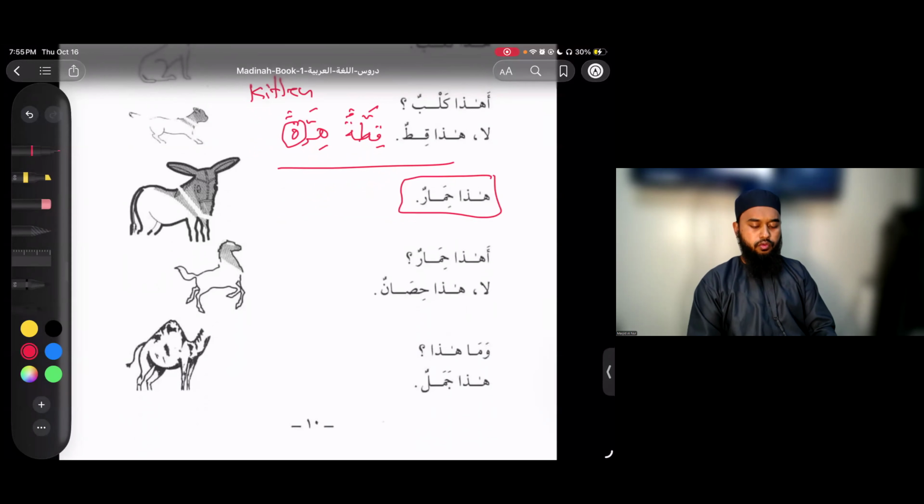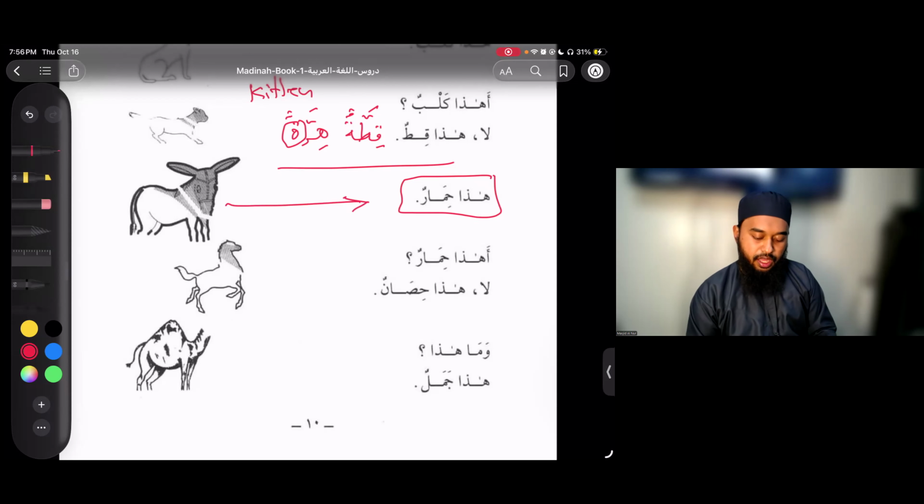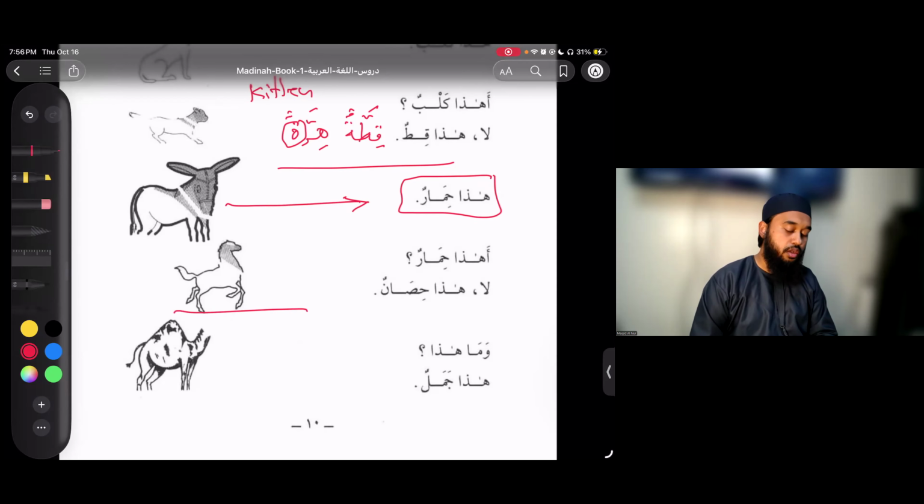Hada himarun. Right? This is also an insult, as I told you guys, right? So we've got to be very careful on how we use this word to the Arab people. Hada himarun. Is this a donkey? Correct? Ahada himarun. Is this a donkey? La. Hada hisan. What's hisan, brothers? Not a Mustang, right? It's a hisan. Of course.